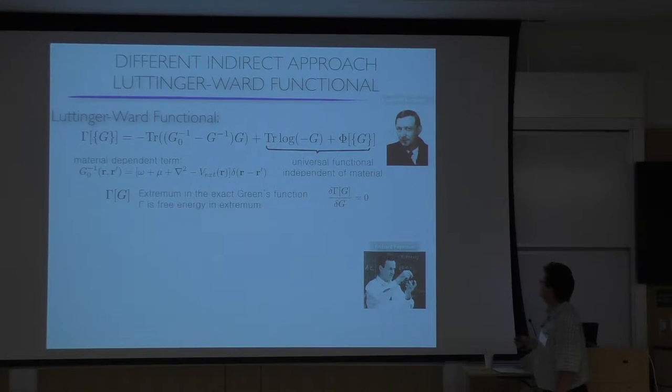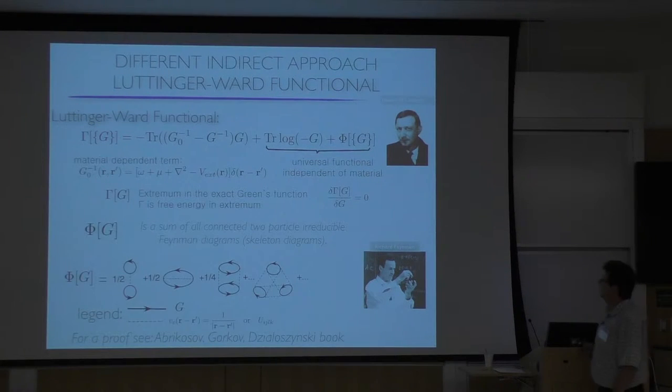One can see, in a similar way as in standard density functional theory, that this part is a universal functional, which depends only on the propagator G and on the Coulomb interaction. And this part is material dependent in the sense that it has this external potential, which is the periodic potential in a solid. Now, we're looking for the extremum where the derivative of gamma with respect to G is equal to zero. The interesting thing about this Luttinger-Ward functional is that this functional phi here is in principle known. At least in perturbation theory, we can define it. Of course, it's very hard to evaluate it in practice, and in very few cases one could numerically evaluate it. But at least in principle, in perturbation theory, we know what it looks like.